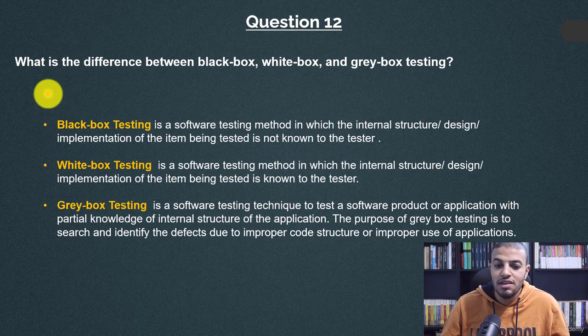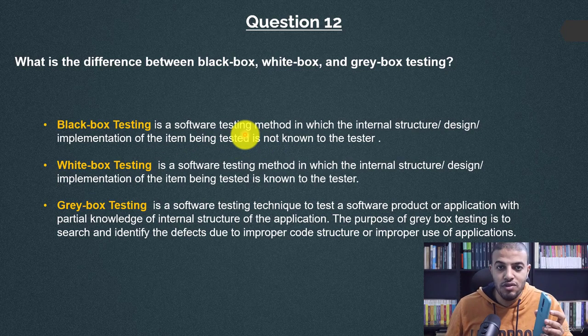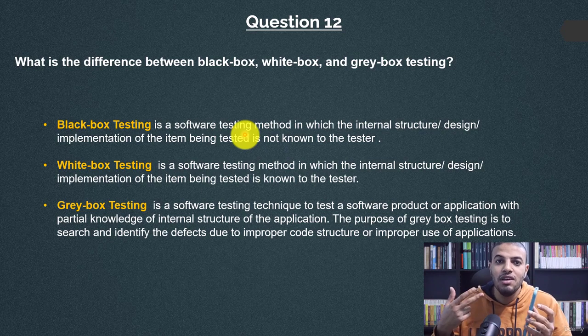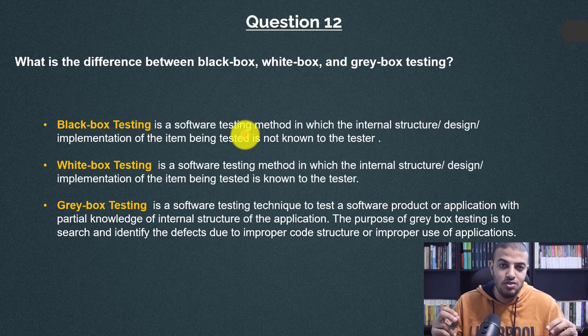So black box testing is a software testing method in which the internal structure or design or implementation of the item being tested is not known to the tester. So for example, this is my mobile phone. If I'm testing this mobile phone using black box testing, I will provide input to the mobile phone and I will wait for output. Okay, I don't know anything about the internal structure of it. I'm using it as a user, as an experienced user.